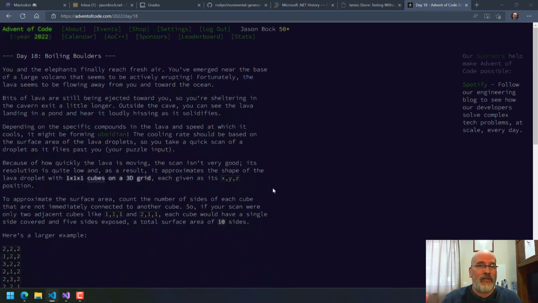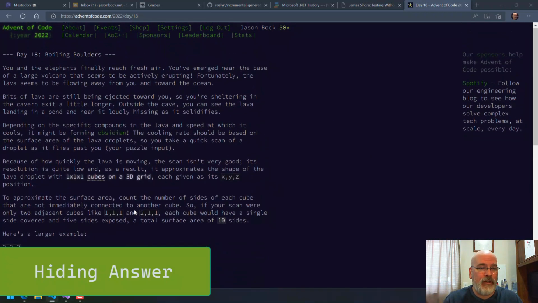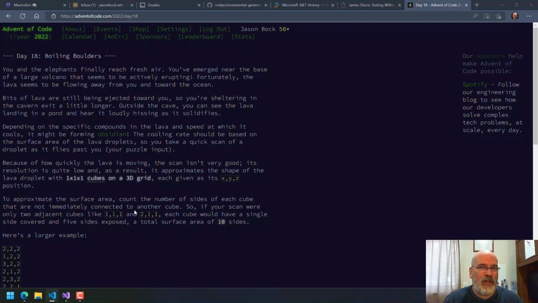Day 18, you're basically given a 3D structure of a bubble that's made up of little cubes and given by coordinates here. I think I just showed the answer. So Jason, don't let that show up. But you have to find the outside total surface area, I think, or something like that. This one, the first part wasn't too hard. The second part is, well, now you have to actually figure out what is encased within the bubble.